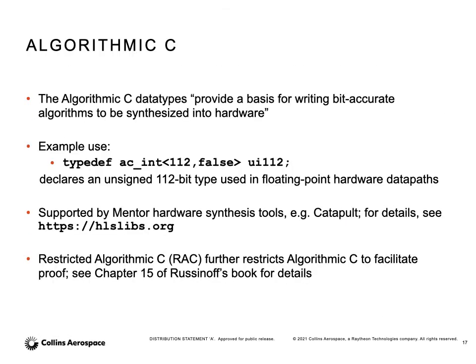Algorithmic C provides a basis for writing bit-accurate algorithms to be synthesized into hardware. For example, one can write a specification in Algorithmic C for an example 112-bit scalar value for use in floating-point hardware data paths. Algorithmic C is supported by Mentor synthesis tools, for example Catapult, and the full specification for Algorithmic C is available online. Russinoff's Restricted Algorithmic C, or RAC, further constrains Algorithmic C to facilitate proof and is well documented in Chapter 15 of Russinoff's book on floating-point hardware verification.